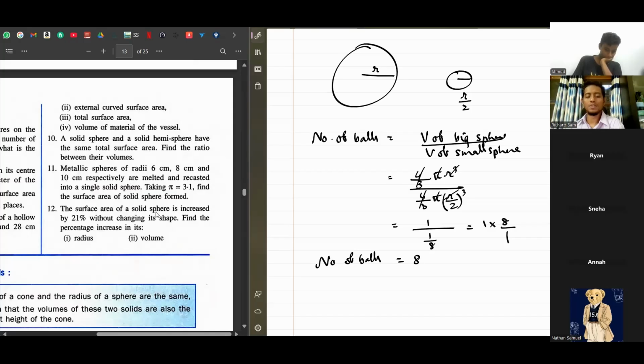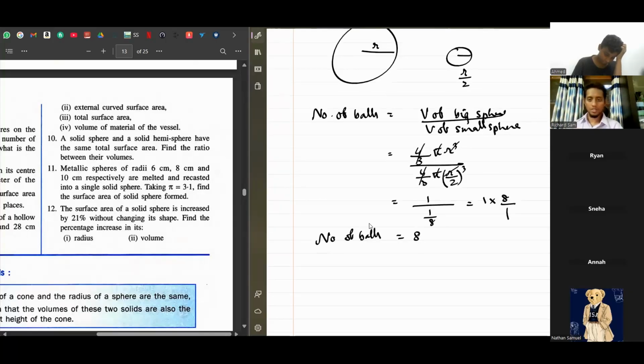The surface area of a solid sphere is increased by 21% without changing its shape. So shape is same. That means it's a sphere only. Only thing, now it's a bigger sphere. Shape is same, size is different. Okay, similarity we learned. So here also shape is same, it's a sphere. You're just increasing its surface area. Now, what will be the percentage increase in its radius and what will be the percentage increase in its volume?